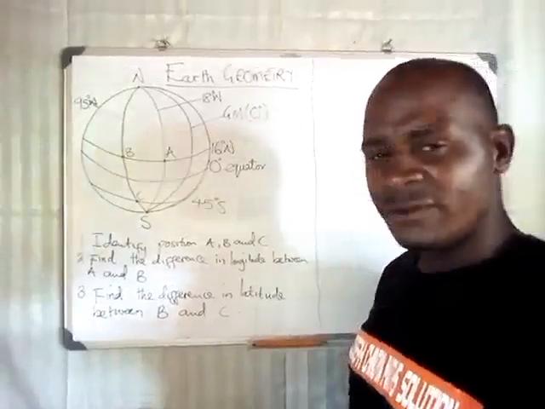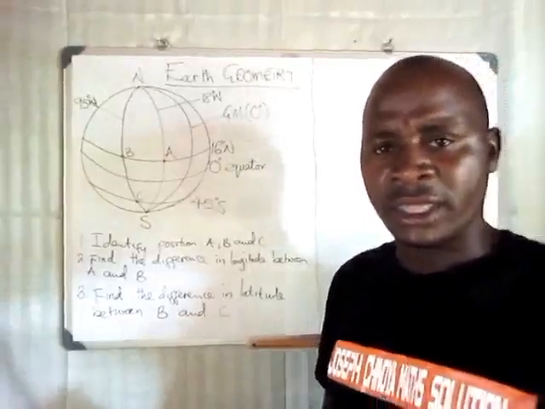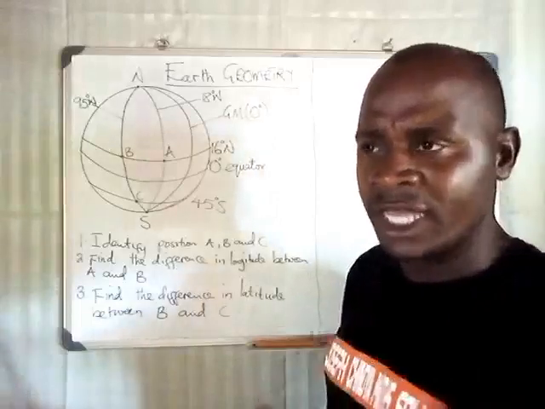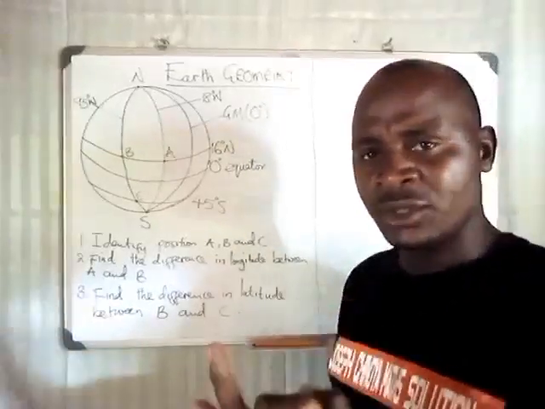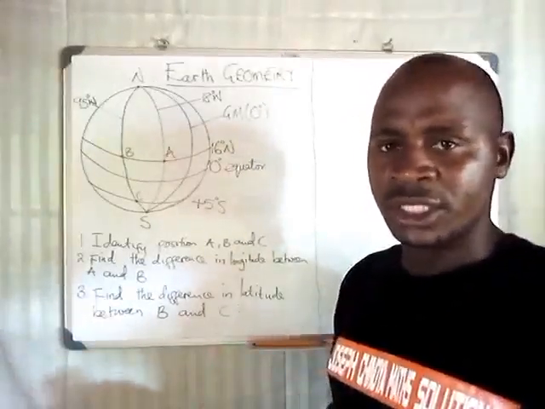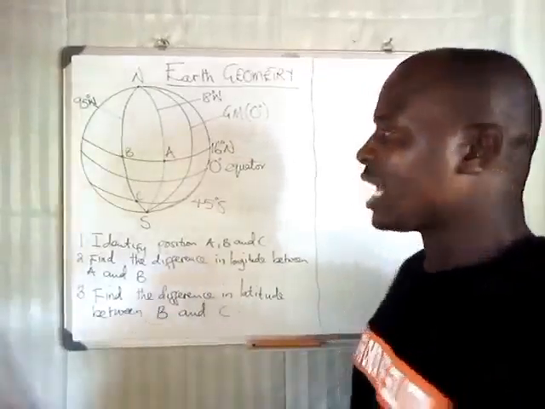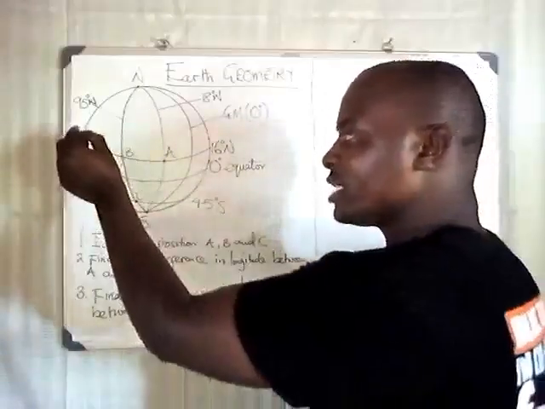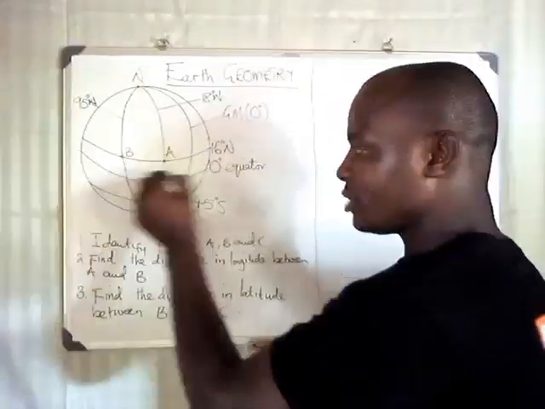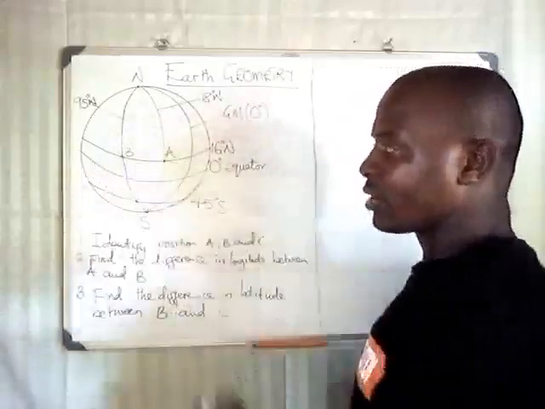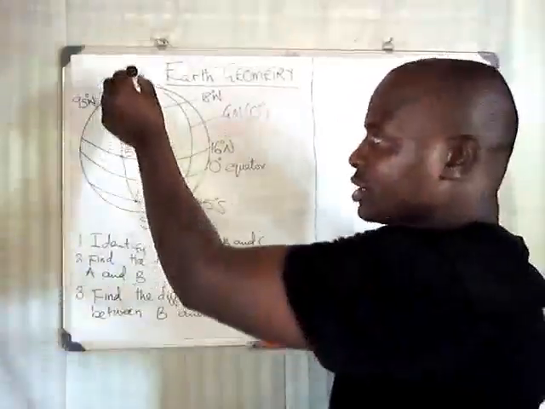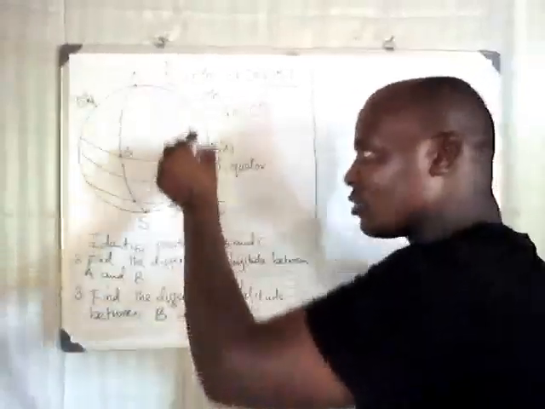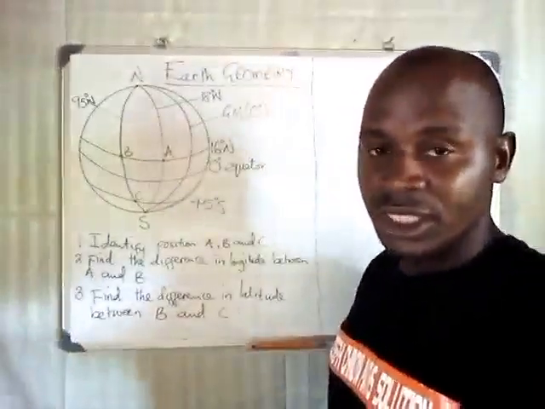When you're identifying positions on the earth geometry, you must be able to identify the latitudes and also the longitudes. What are latitudes? Latitudes are lines from the west to the east. These are latitudes. So we have this latitude here, and this latitude there, and also this latitude there. Then we also have the longitudes. This is a longitude. We also have another longitude here, and another longitude there. So these are the longitudes and the latitudes.